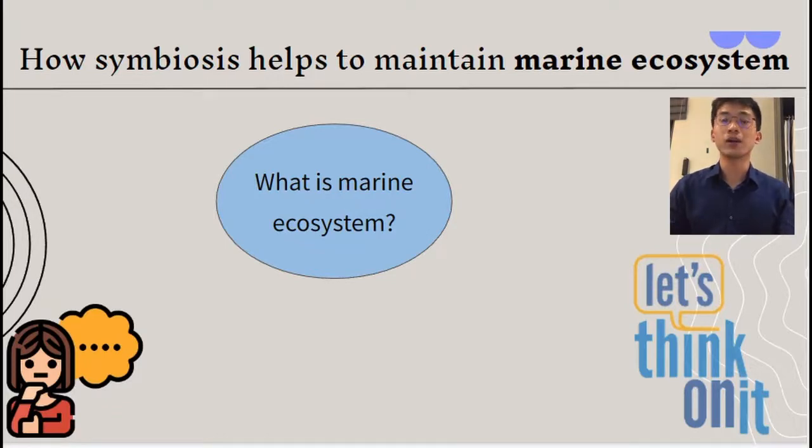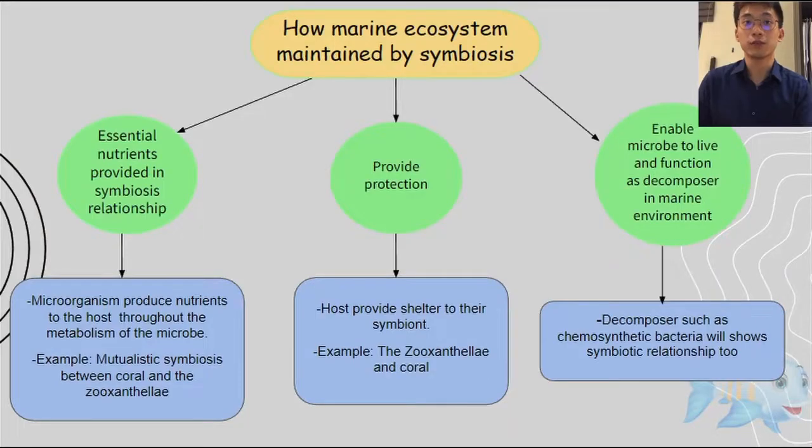Now, you know what a marine ecosystem is and what a stable ecosystem is. So I will now explain how microbes with marine cultures maintain the stability of the marine ecosystem by using the symbiotic relationship between coral and zooxanthellae as the example. First of all, essential nutrients are provided in a symbiotic relationship. Microorganism symbionts will produce nutrients needed by the host throughout the metabolism of the microbe. The mutualistic symbiosis between coral and the zooxanthellae, which is a photosynthetic algae, provides almost 90% of the essential nutrients needed for the growth of coral.